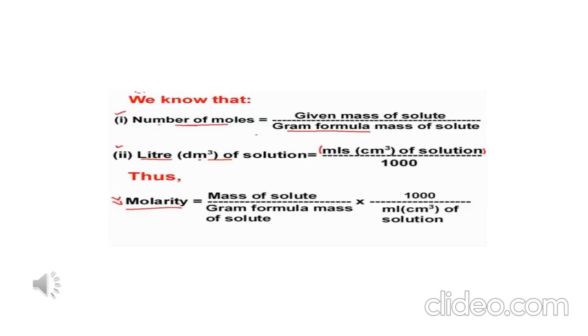Molarity can be calculated using another formula using the mass of the solute and the gram molecular mass of the solute. We know that number of moles is equal to mass by weight or gram molecular weight. Therefore, molarity is equal to mass of the solute by gram molecular mass of the solute into 1000 by volume of the solution in ml. It is a very important formula regarding the calculation of molarity.